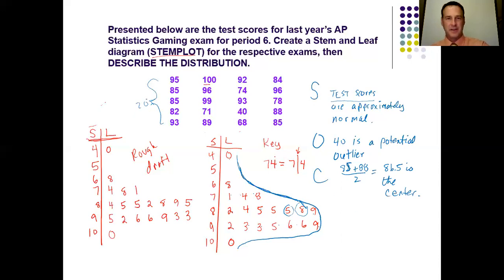All right, finally is S, and that is my spread. The lowest number is 40, the highest is 100. So I will say the spread is from 40 to 100, and just knowing that 40 again is an outlier.